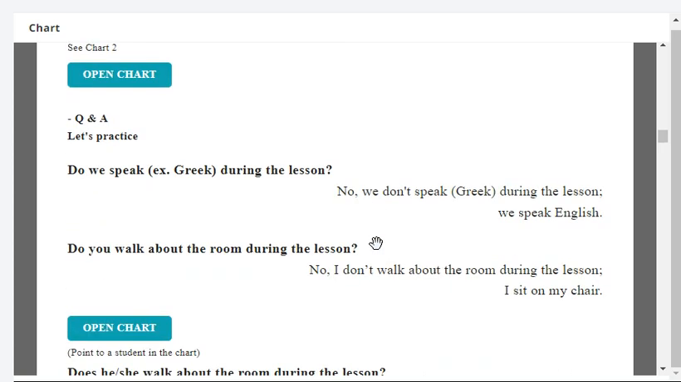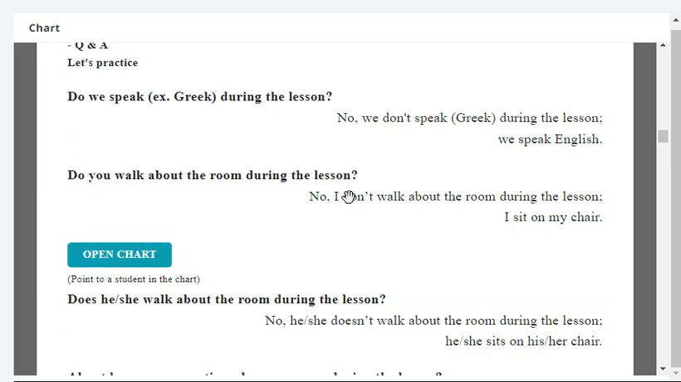Do we speak Greek during the lesson? No, we don't speak Greek during the lesson. We speak English. Very good. Do you walk about the room during the lesson?